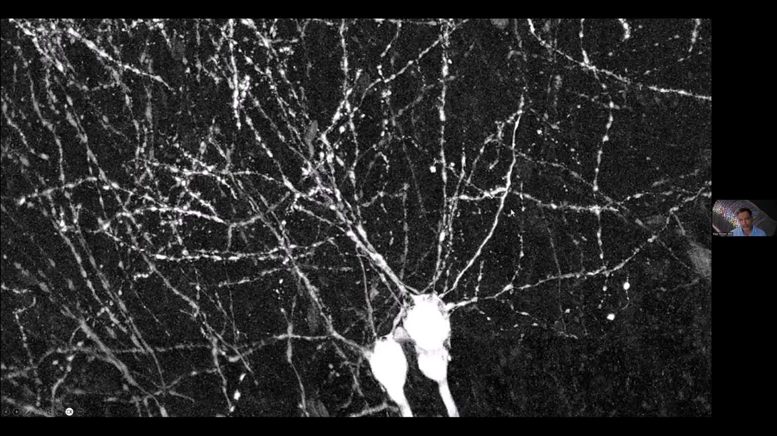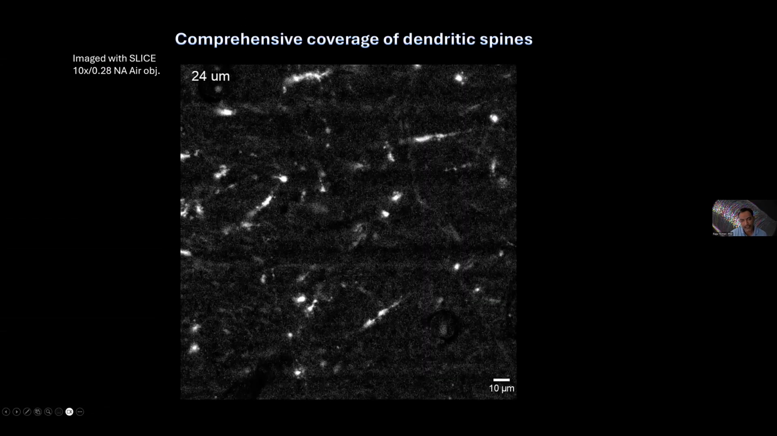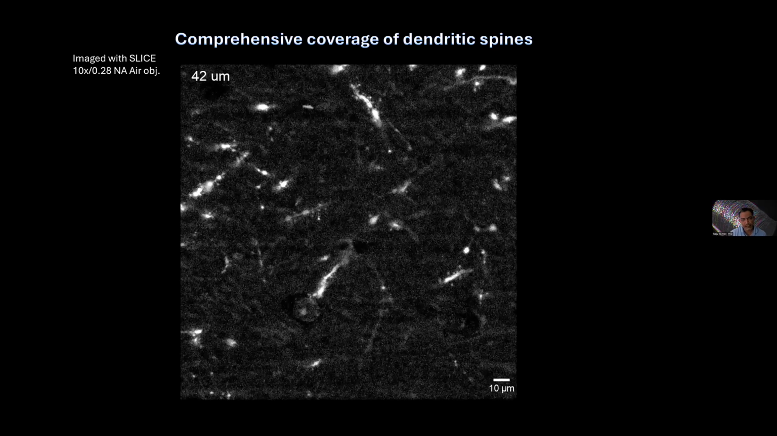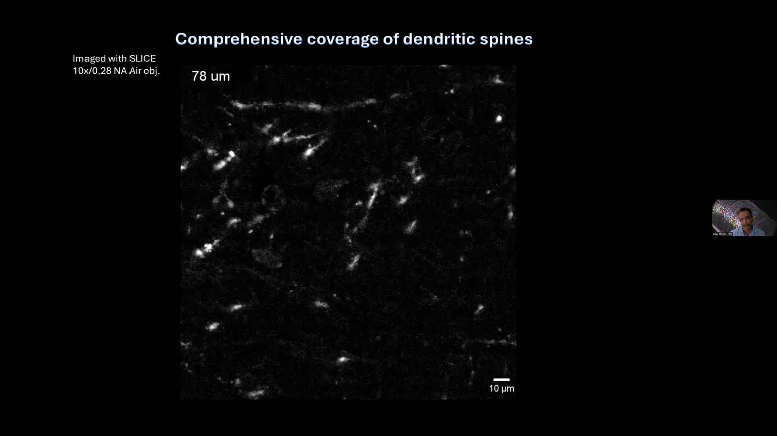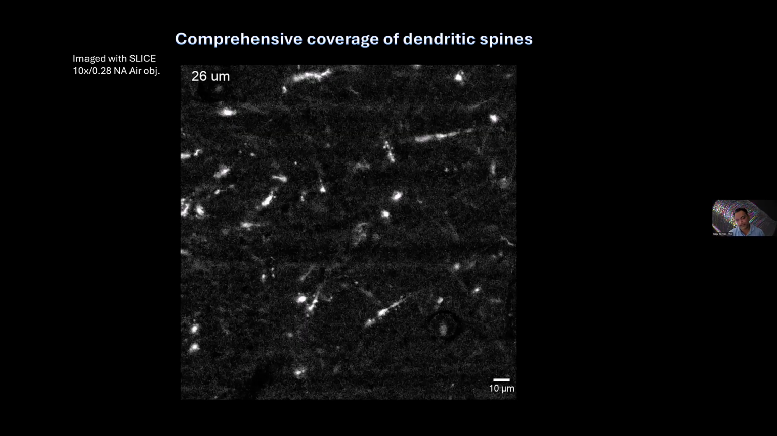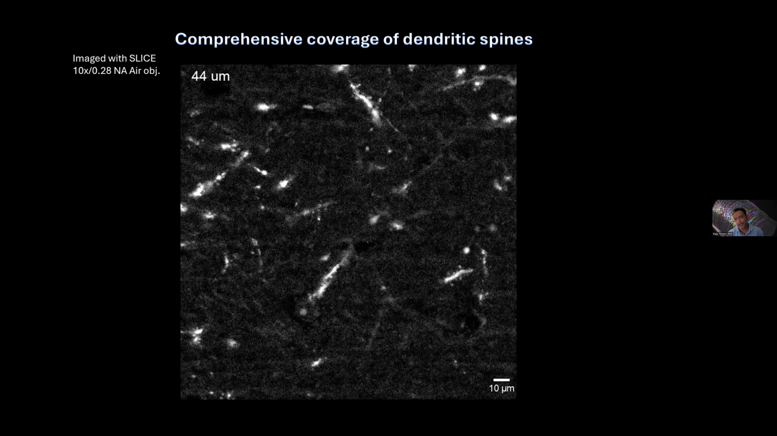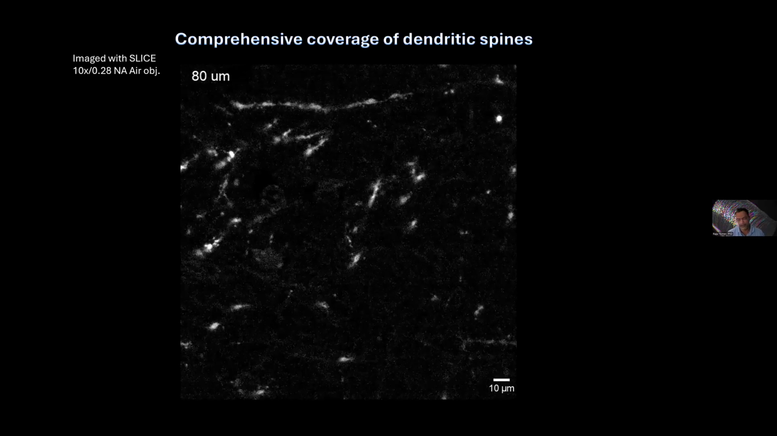This will become actually much clearer in this small slice by slice stack movie. Again, it's imaged by a 10x 0.28 air objective, and we essentially can capture dendritic spine level detail, and in a comprehensive way, right? Covering the entire spine, not only here and there, right?